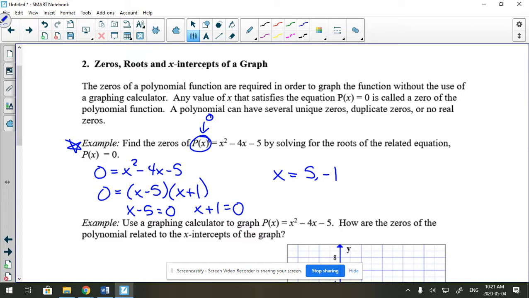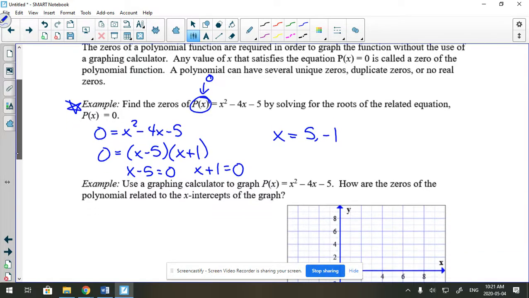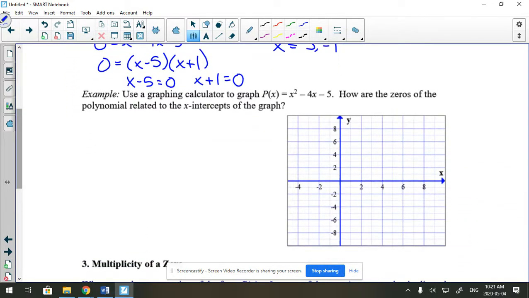So I found the zeros, or x can equal 5 or negative 1. There's different words for this, they all mean the same thing. So if I ask you to solve this, if I ask you to find the zeros, if I ask you to find the roots, or ask you to find the x-intercepts, it all means the same thing. And what's handy about this is if you can factor your equation, then you know what the zeros are of the graph, which is the same as the x-intercepts in the graph.